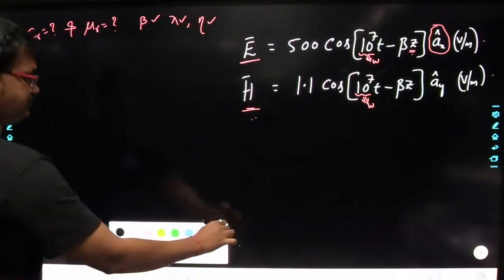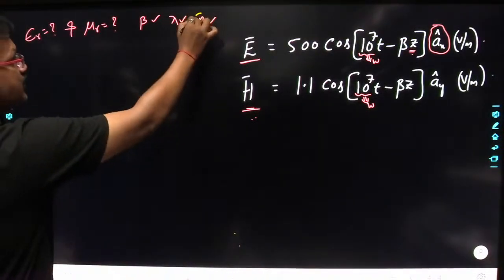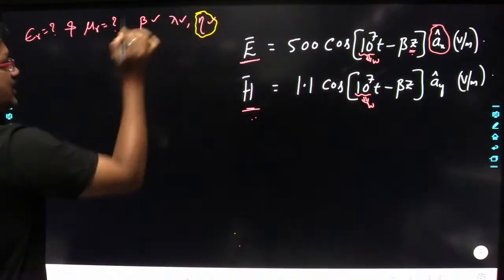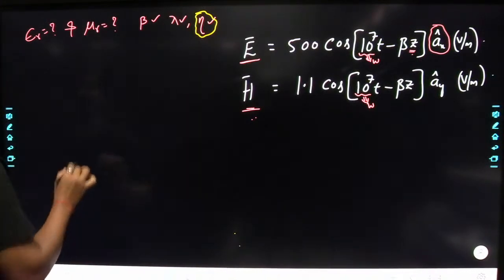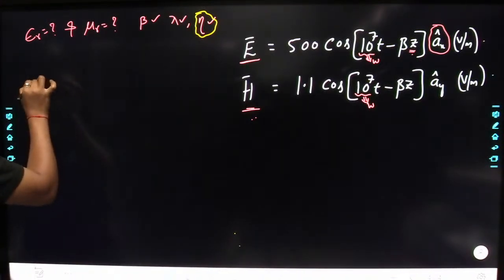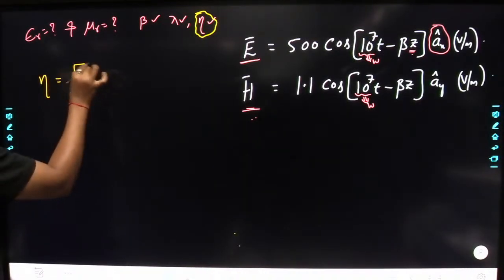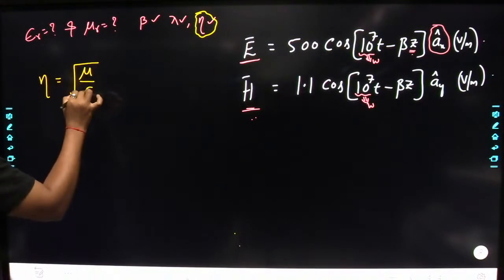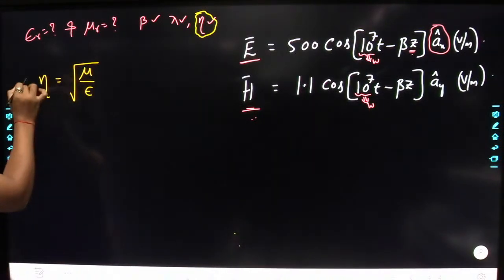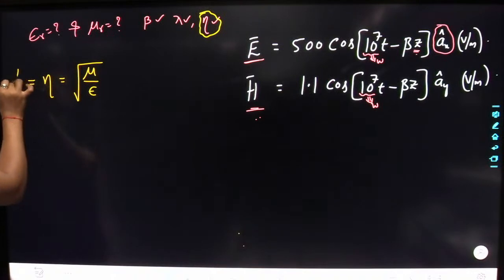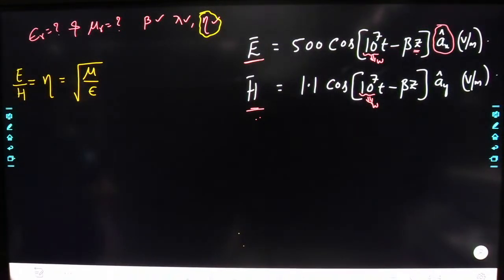So first, we know the intrinsic impedance expression. The intrinsic impedance of a lossless medium, eta, is equal to the square root of mu by epsilon. Yes or no? Eta is nothing but the ratio of E to H. The ratio of E by H is the intrinsic impedance of the medium, which is equal to the square root of mu by epsilon.